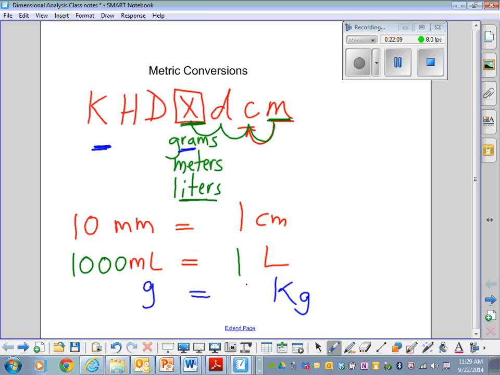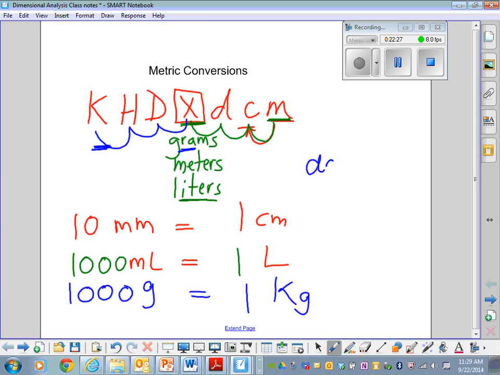Which is my bigger unit here? Kilogram. I put the 1 before it. Grams, 1, 2, 3. So 1 followed by how many zeros? 3 zeros. 1000 grams is 1 kilogram. Are we clear? Let's do one more.